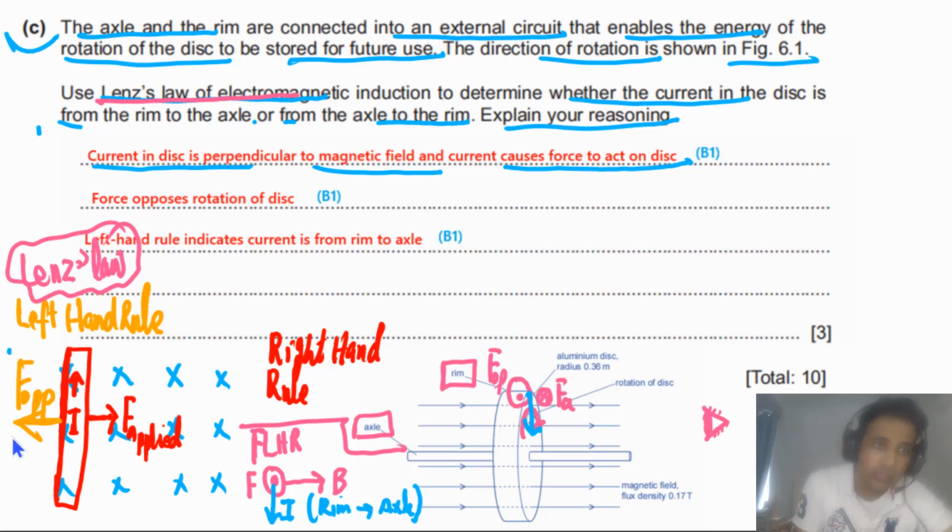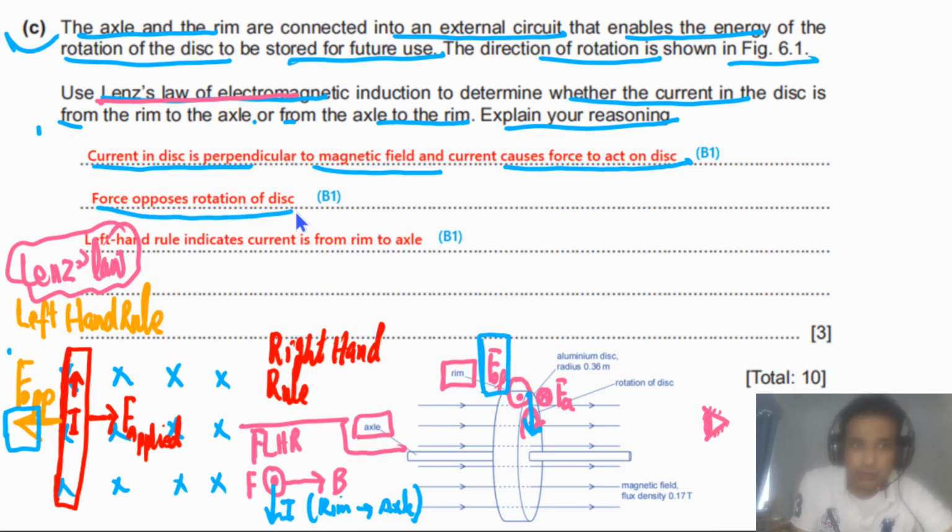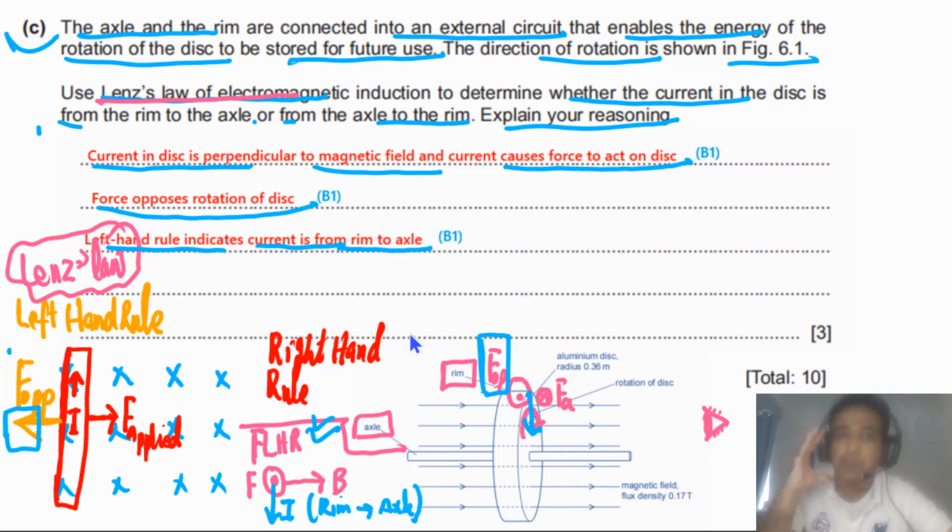Means we are talking about this force. In this case, we can say this is the opposing force. Force opposes rotation of the disk, so it has to be in the opposite direction of rotation. So this is the second point. Third point, we have used the left hand here, and we can find the direction of current, and current is from rim to axle. A beautiful question about Lenz's law.